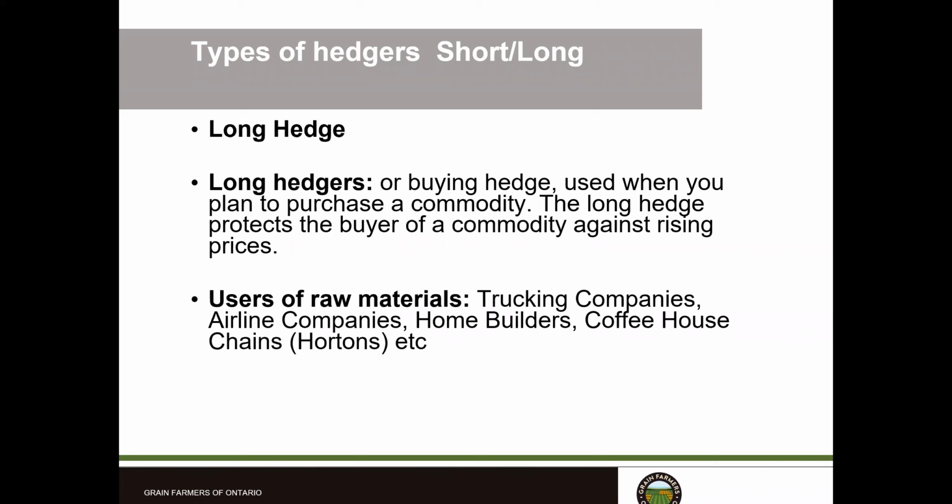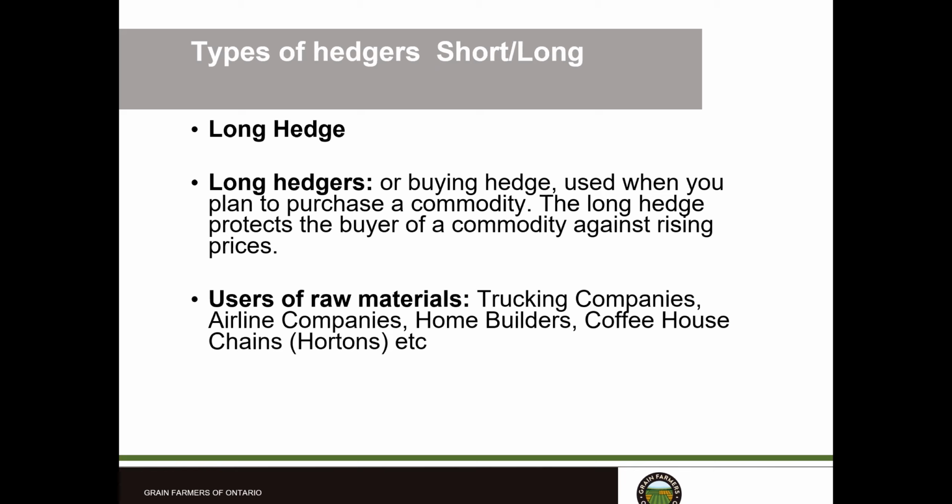Types of hedgers. So there are basically two types we talked about before. There's the long hedgers, or a buying hedge. This is used when you plan on purchasing a commodity. These are the people that are worried about their raw materials going up in price. And if their raw materials go up in price, that's going to really affect their bottom line. It's going to cause them either to lose money, go out of business, or have to raise the rates for everything that they sell. So that's their big concern.